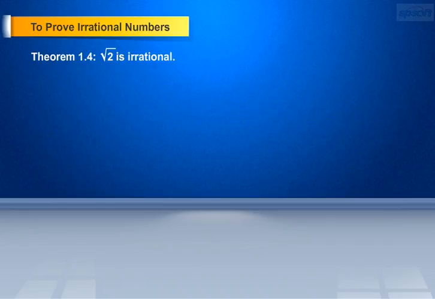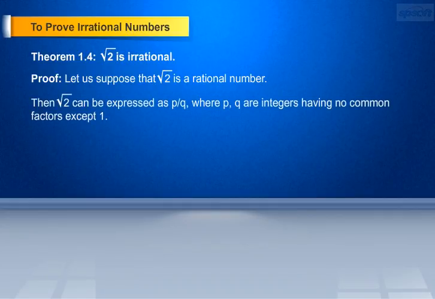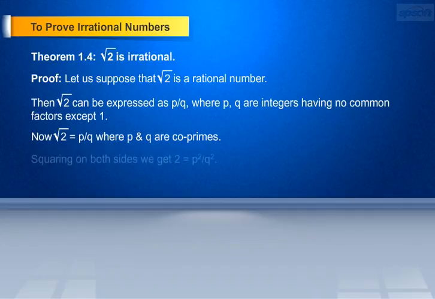Theorem 1.4. Prove that root 2 is irrational. Proof: let us suppose that root 2 is a rational number. Then, root 2 can be expressed as p divided by q, where p, q are integers having no common factors except 1. Now, root 2 equals p divided by q, where p and q are co-primes. Squaring on both sides, we get 2 equals p² divided by q². This implies that 2q² equals p², make it as equation 1.